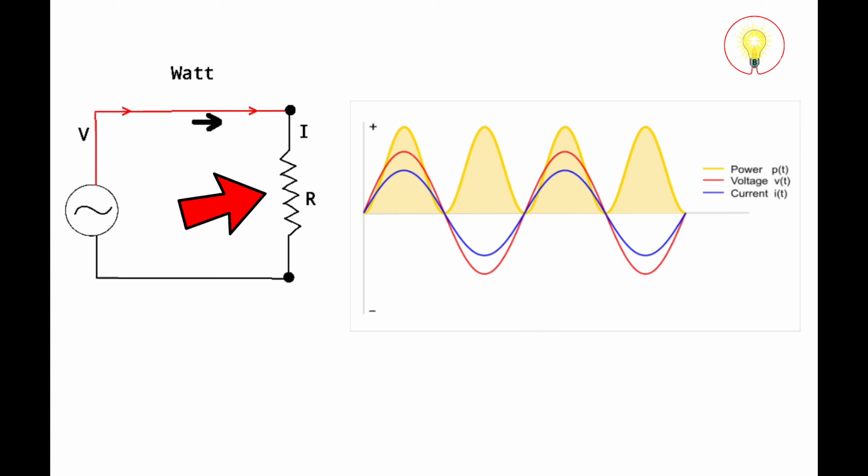Look here, a resistance is connected with a source, and here the yellow line is power, red is voltage and blue is current. Here red and blue are both in plus, so plus into plus equals plus, and here voltage and current are both in minus, so minus into minus equals plus. So power is always in plus.